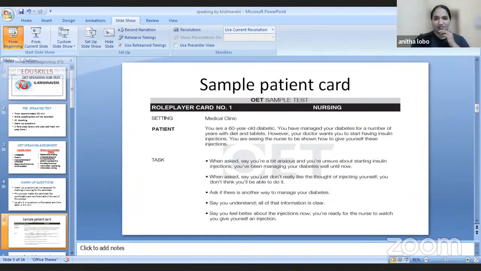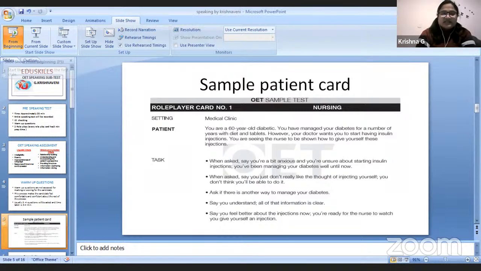Okay. So here I'm showing that sample patient card. In this sample patient card, the setting is given like medical clinic. So it's like GP clinic, all right? And the patient is you are a 60-year-old diabetic. You have managed your diabetes for a number of years with a diet and tablets. However, your doctor wants you to start having insulin injection. You are seeing the nurse to be shown how to give yourself these insulin injections.